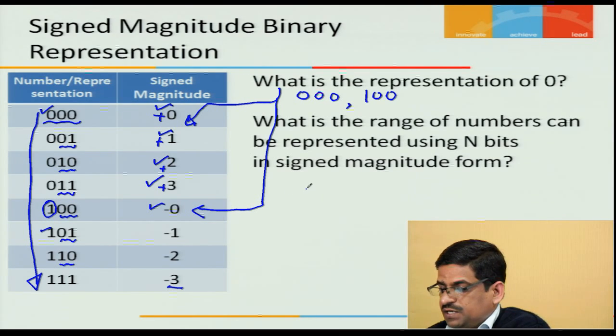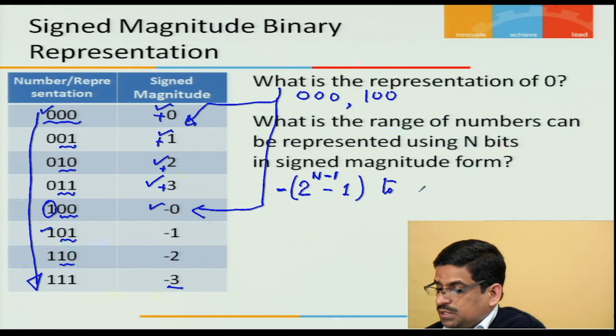So the range will be, if I say 2 raised to the power n minus 1, that will make me half. This is the most negative number, minus (2 raised to the power n minus 1, minus 1), and maximum it will go to 2 raised to the power n minus 1, minus 1.